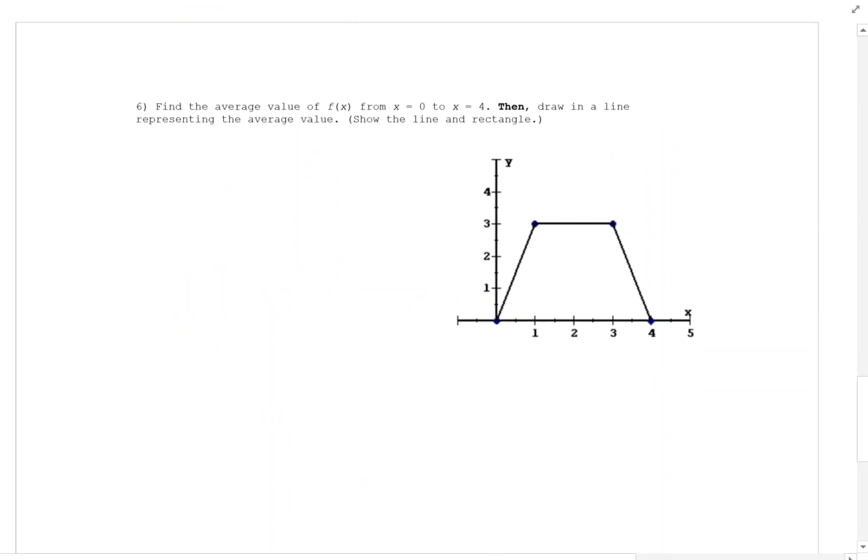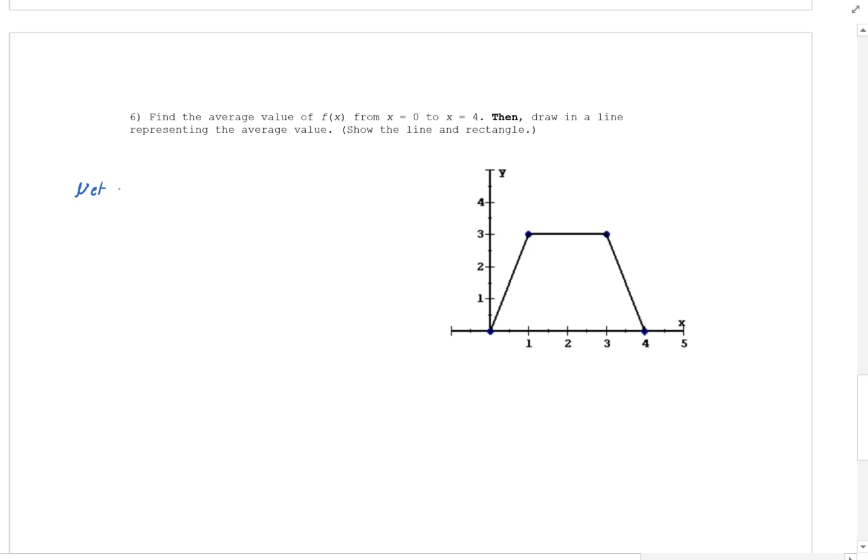If I want to find the average velocity of this function, and I'm not given an equation, but it's a nice geometric shape, I'm going to need my net distance. Again, same thing: net distance divided by my delta t, nothing new here. So the net distance is the area between the graph and the x-axis. And I can see that my delta t is 4 minus 0, which is 4.